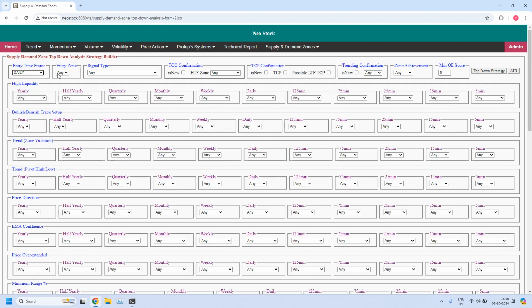So for the daily time frame, the entry zone should be demand zone, and he wants the tested zones. He doesn't want all the tested zones. He wants only zones tested first time, but they should not be pierced.